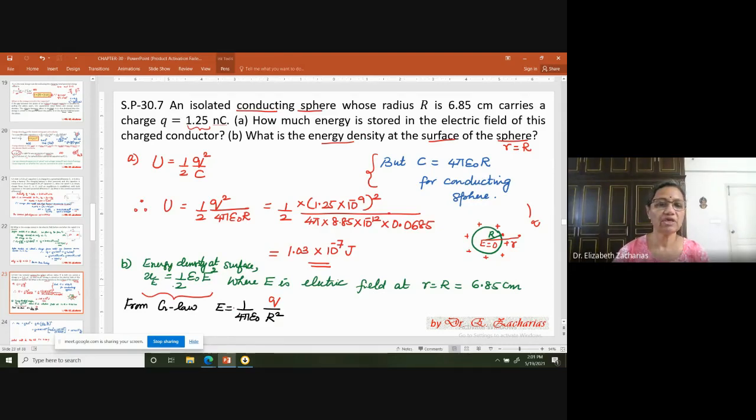So UE equal to half epsilon naught capital E square. I am putting the subscript E because energy is stored in the electric field. To distinguish that, we have put energy density with an E. Okay, half epsilon naught E square. So now substitute for E from here. Then you can calculate. And for capital R, you have to use instead of small r, and then get the energy density.